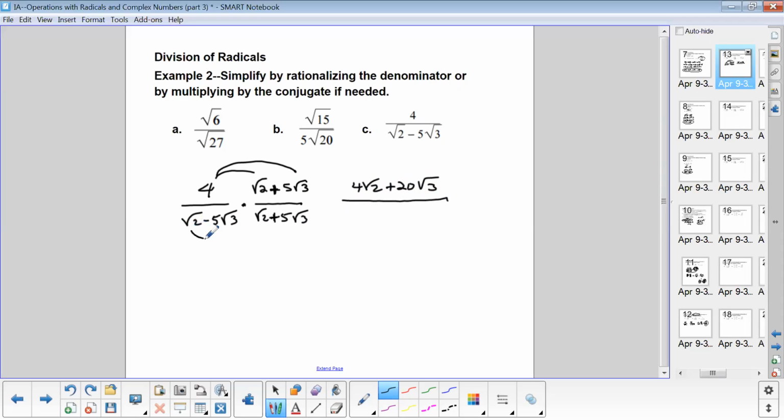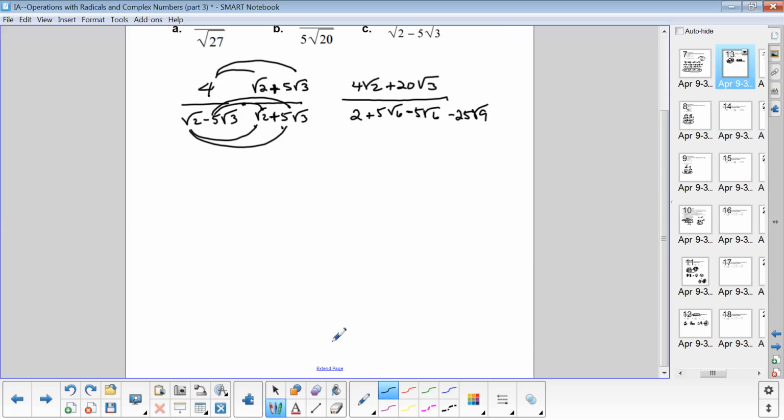So what's the square root of 2 times the square root of 2? Well, that's square root of 4, or 2. Square root of 2 times 5 square roots of 3 would be 5 square roots of 6. And then what's negative 5 square roots of 3 times 2? You get negative 5 square roots of 6. And there you go. You can already see that the middle terms are going to disappear. And then negative 5 square roots of 3 times 5 square roots of 3 would be negative 25 square roots of 9. And the square root of 9 is 3.